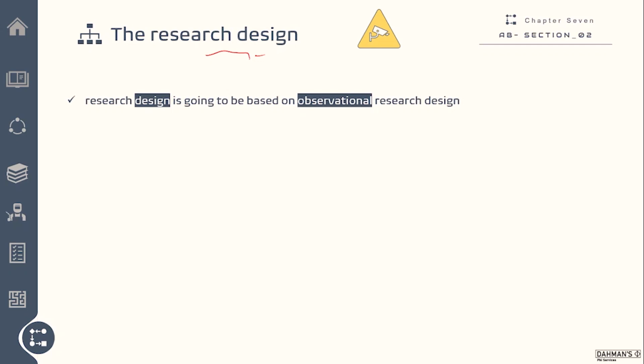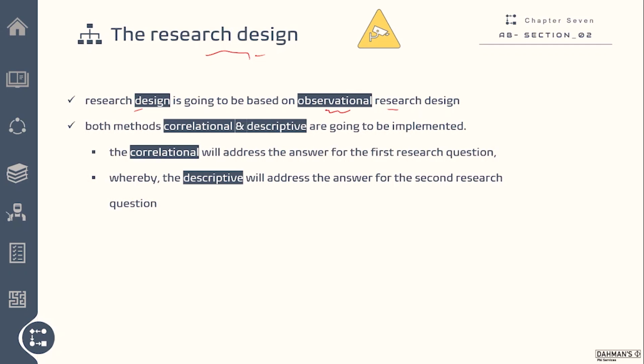But for our problem, as we have established so far, all the details of the approach, the structure, theoretical and conceptual framework, the research question, hypothesis, everything is already set. Now we know that our research design is going to be based on observational research design.